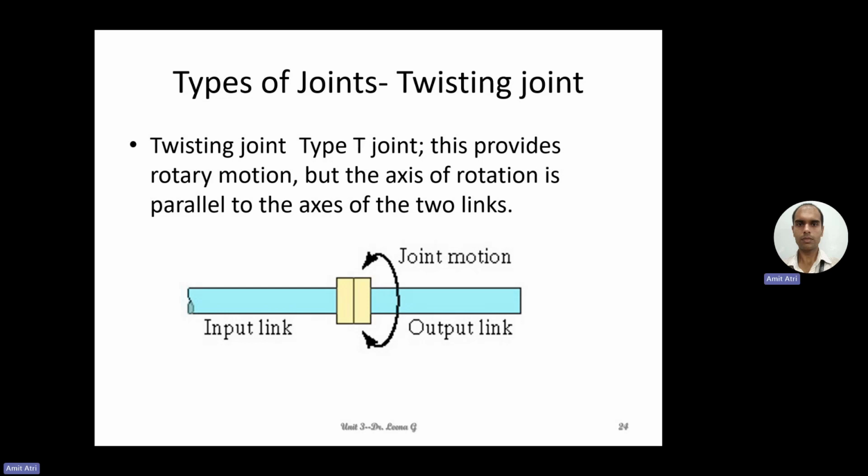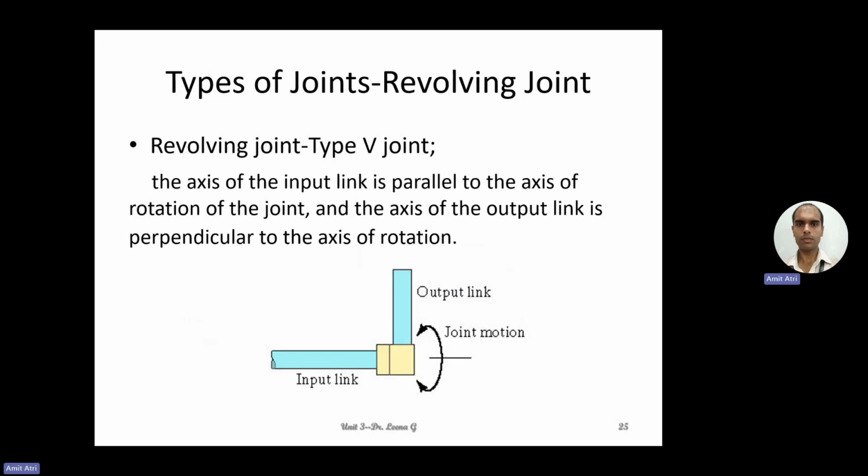So next is the revolving joint, a type V joint. The axis of the input link is parallel to the axis of rotation of the joint, and the axis of the output link is perpendicular to the axis of rotation. Okay, it means it will have a revolving type of movement. Here it is shown in the diagram. A rotational type of motion is there, but the axes of the two links are perpendicular.